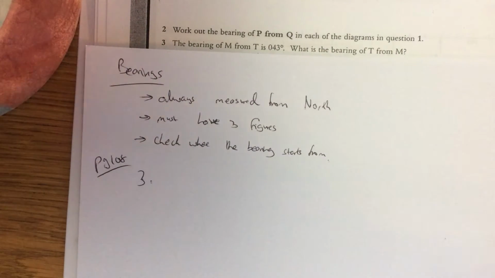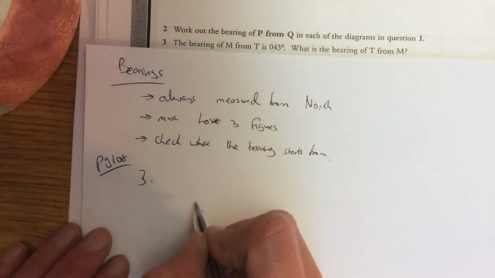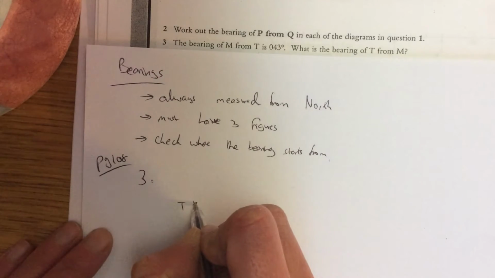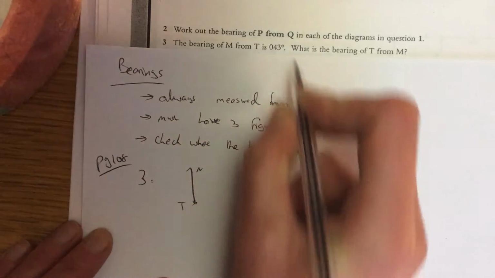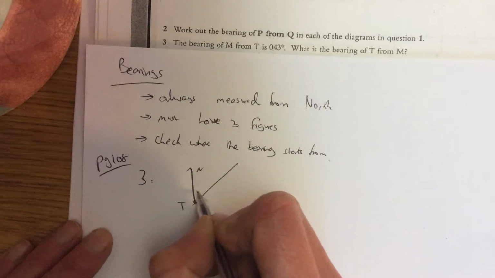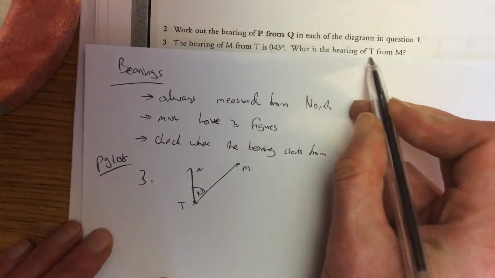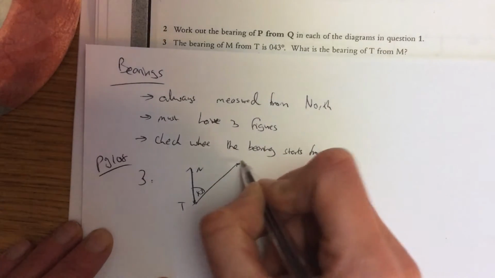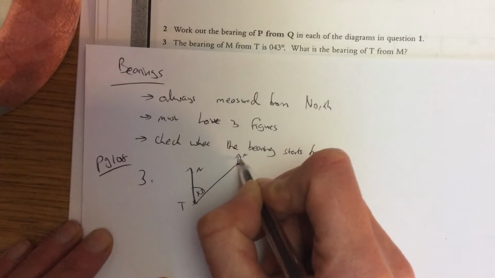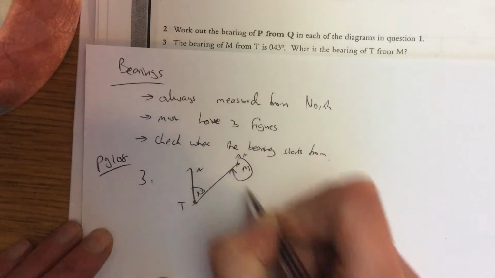The bearing of M from T. So that means you put a wee X in at T, put the north sign in there, and you're going 43 degrees. So that's 43, and this is where M is out here. The question wants to go the other direction. So you're going from M. So put your north sign in here and you want this angle.